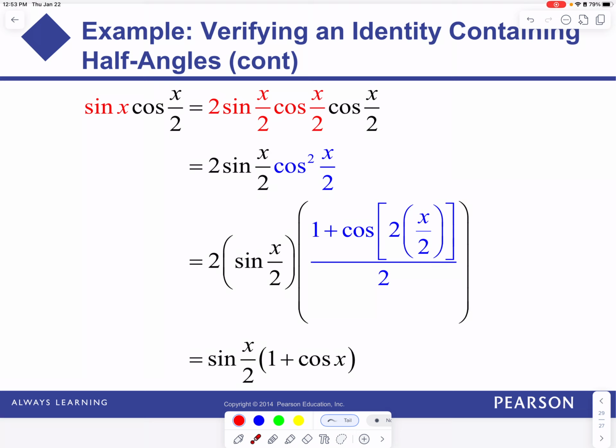Then we had the cosine squared. Then we used the power reducing formula, 1 plus cosine of 2x over 2. But again, our x is this guy here, right? Then these guys cancel. This is canceled by this. And we're left with our desired result. So they pretty much did the exact same thing that we did, right?